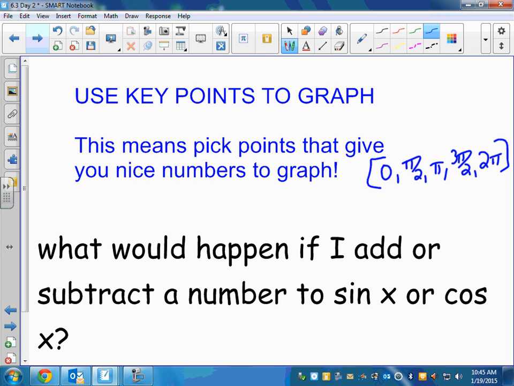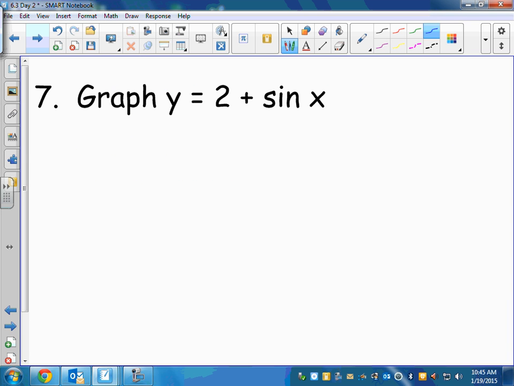But let's think back to our transformation rules. Like, look at the next slide. What if I said graph y equals 2 plus sine of x? What does adding a number to a function do to my graph?